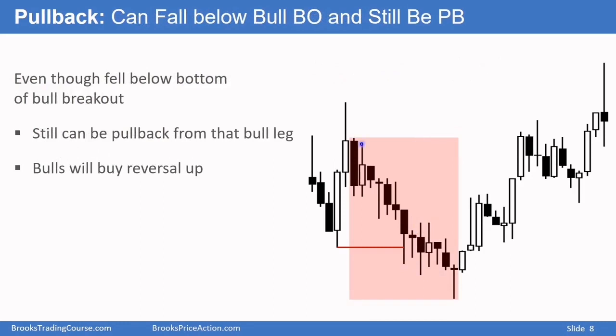Talked about this a minute ago. Even though this bear channel fell below the bottom of this bull breakout, I still think of this as a pullback from this breakout. And I'm going to look to buy a reversal up. I might not buy above the doji bar, but I might buy above this bull bar or wait for that bull bar to close or buy below this bar. A lot of bulls would buy above this wedge, nested wedge, 1, 2, 3, small wedge, inside of what appears to be a bigger wedge, 1, 2, and then 3.